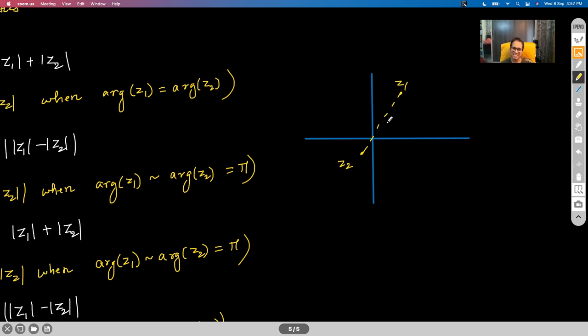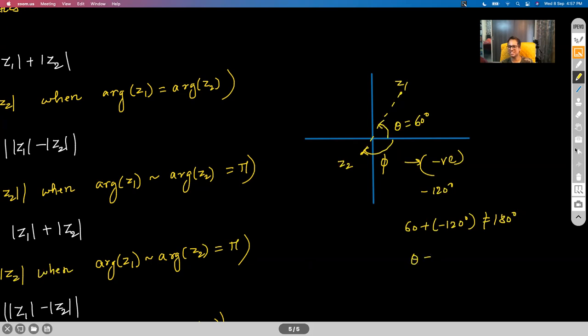How? See, this is argument of Z1. This is argument of Z2, but this argument is a negative angle because it is clockwise, no? So let us say, I'm just giving some rough example. If this is 160, this is 60, then this is actually minus 120. So when you add them, like what you are saying, you will not get 180 degrees, no? Are you getting it? When you subtract them, you will get 180 degrees. So when you do 60 minus minus 120, then you'll get 180 degrees. That means you do theta minus phi, then you get 180 degrees. Getting it? That's the mistake which many people make.